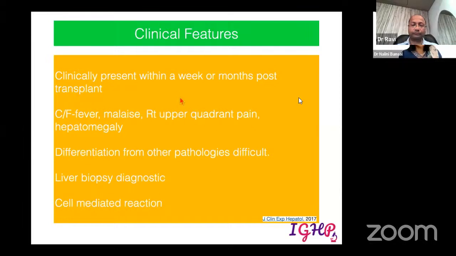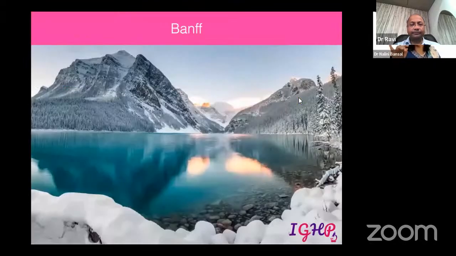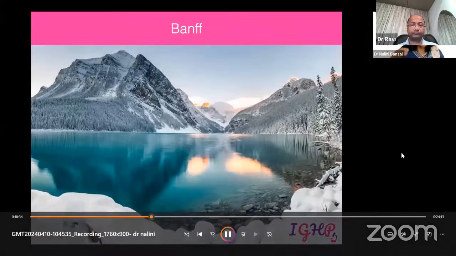For the diagnosis of the ACR, what is a clinician going to do? He is going to do a liver biopsy, because a liver biopsy is considered diagnostic for this acute cellular rejection. They are going to differentiate this ACR from all the other pathologies, and for that a liver biopsy is a must. Then we want to know whether it is a cell-mediated rejection or some other pathology that we have already discussed.